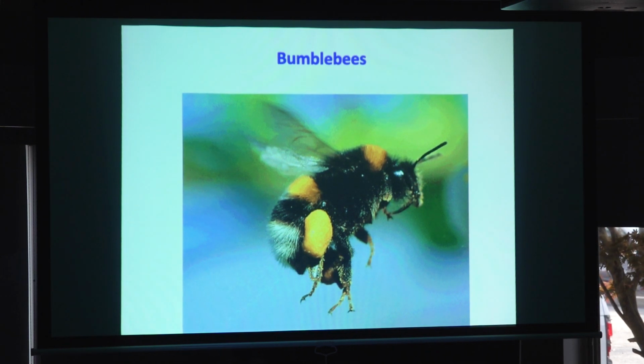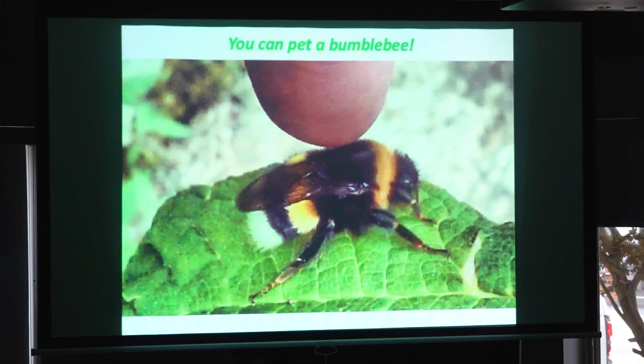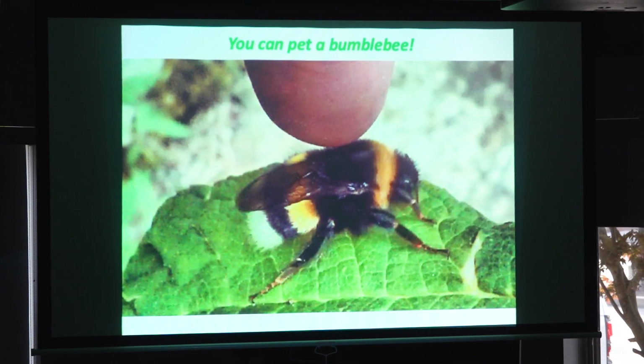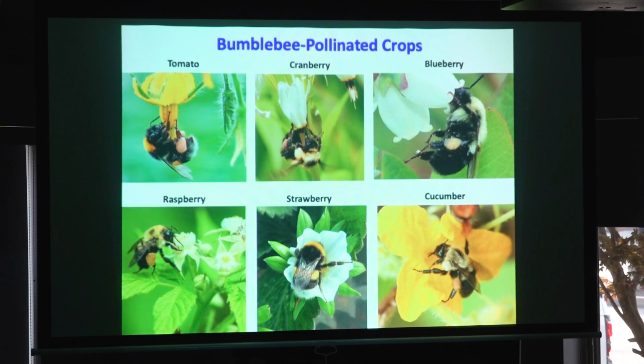So let's talk about some of those native bees. For example, bumblebees. That's probably the one that you're most familiar with. There are many species of bumblebees, and you can even pet a bumblebee. The only time that a bumblebee is going to sting you is if you're being obviously nasty or unfriendly to it, right? Threatening its hive, for example. They are hive animals. Here are some of the bumblebee pollinated crops. So they are certainly important economically to farmers.